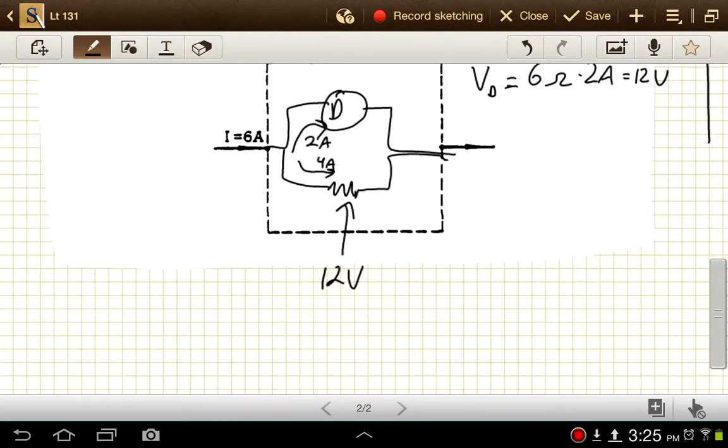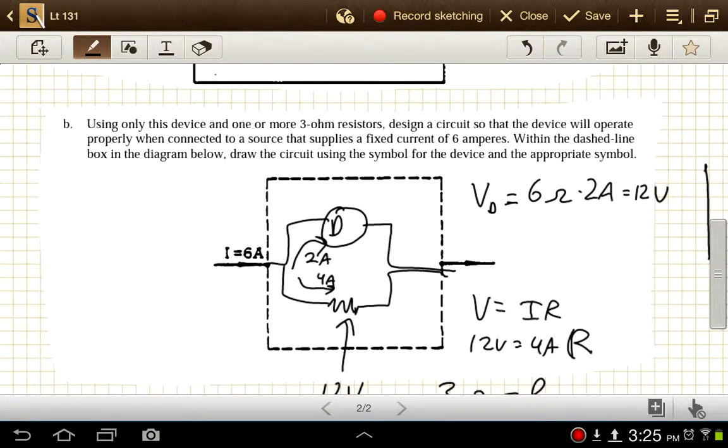So it says just do this with 3 ohm resistors. We can do that very easily with 3 ohm resistors. Let's just put in a single 3 ohm resistor there. So D here, and then in parallel with that, a single 3 ohm resistor.